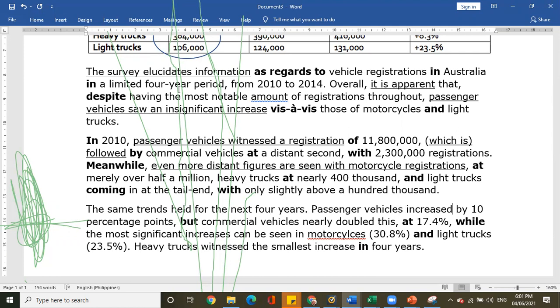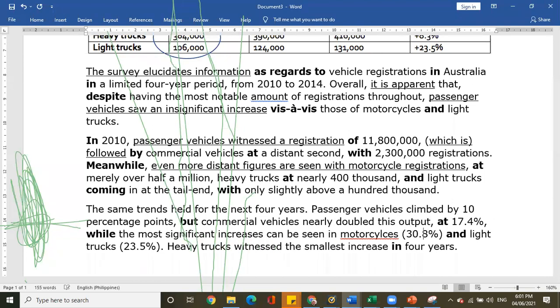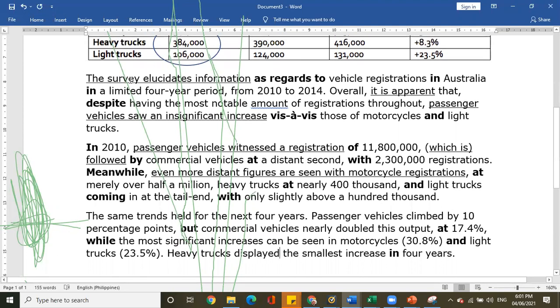Passenger vehicles climbed by 10 percentage points, but commercial vehicles doubled this output at 17.4%, while the most significant increases can be seen in motorcycles and light trucks. Heavy trucks witnessed the smallest increase. I already used witnessed, so displayed. Okay, I'm happy with my essay. That's it, guys. Thank you to Adjunction.